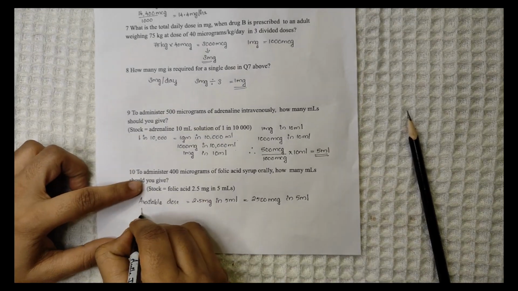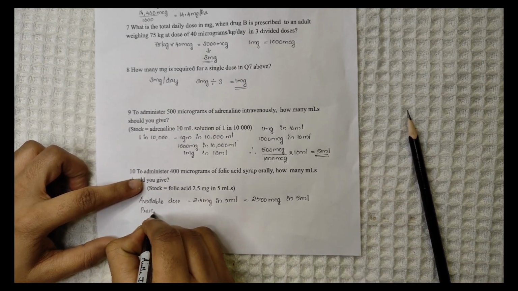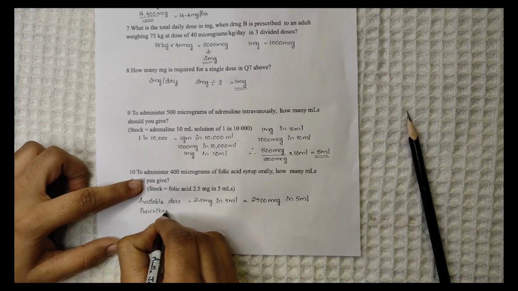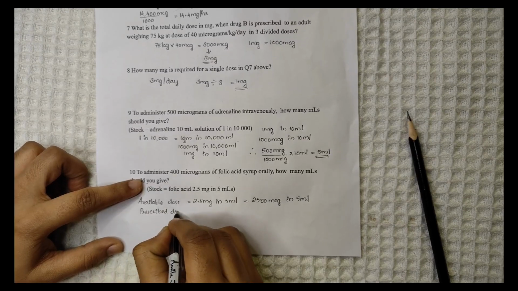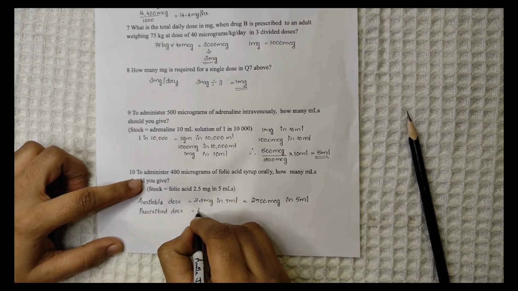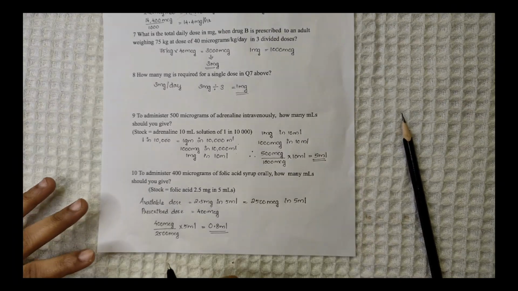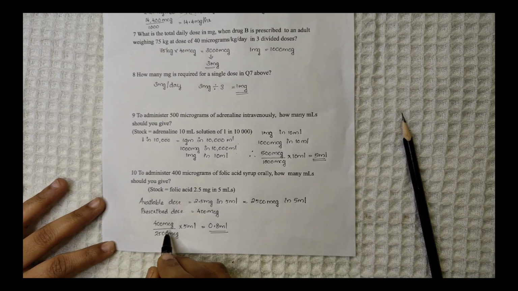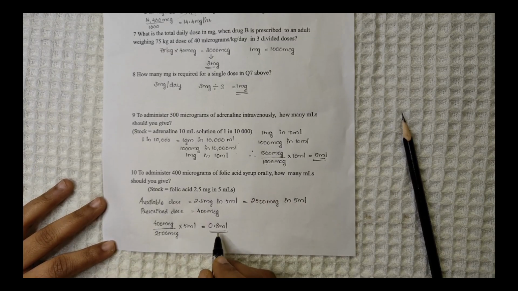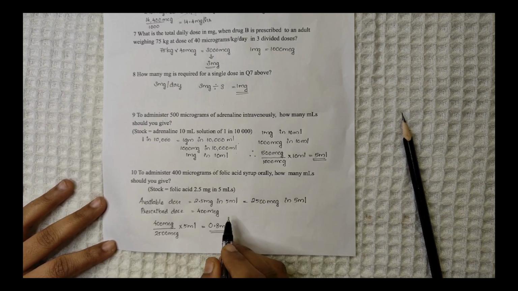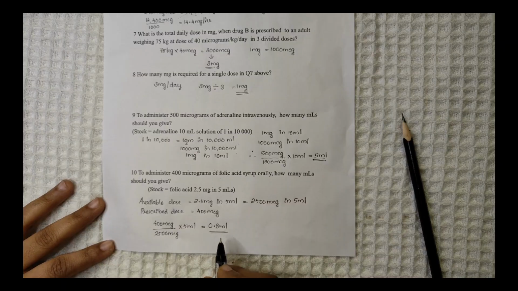So, our prescribed dose is equal to 400 microgram. So, 400 microgram divided by 2500 microgram, into 5 ml, is equal to 0.8 ml. So, we need to give 0.8 ml of folic acid syrup to the patient.